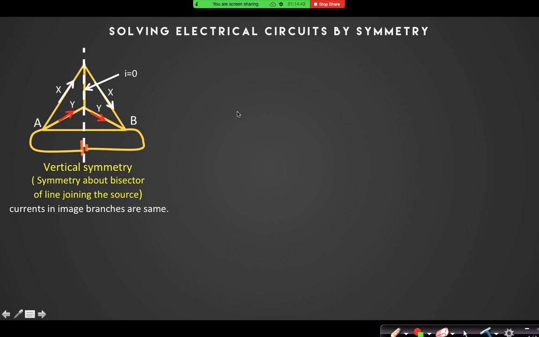2R/3. How can we say that? If this is R, this is R, then this is 2R. Right? And now we can find the equivalent resistance. The actual circuit is this one.